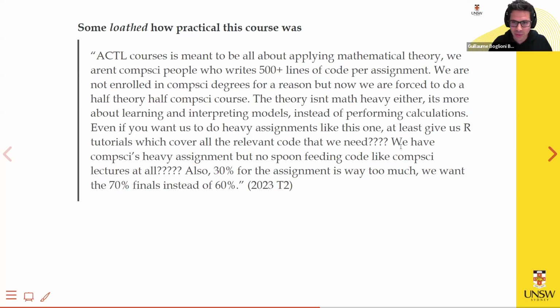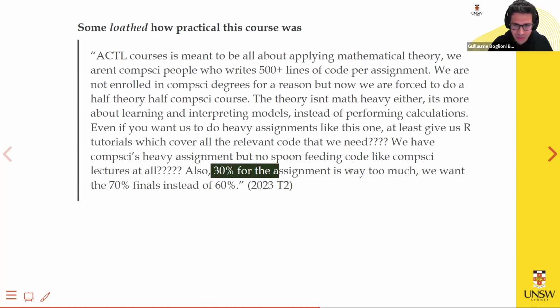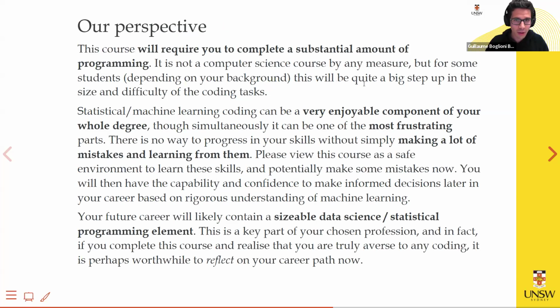I don't think it's representative, especially at the end, they say, we have ComSci heavy assignment, no spoon feeding. So they want to be spoon fed. But also they say 30% for the assignment is way too much. We want 70% final exam. I don't think most of you would prefer that, but who knows? Just a few comments about the coding aspect of the course.